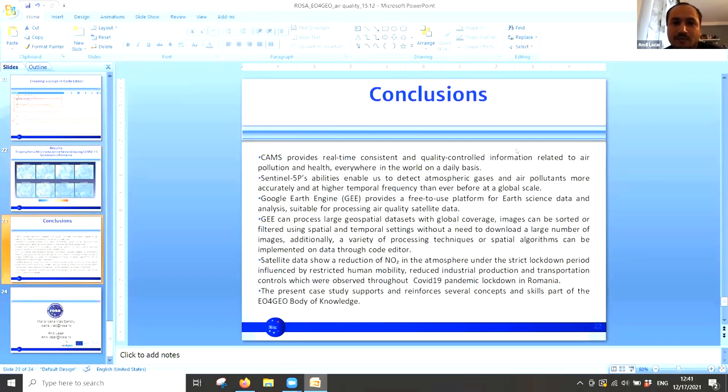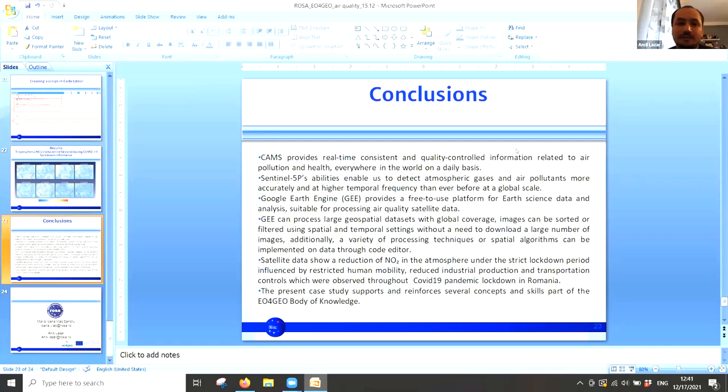So as a conclusion, the Copernicus Atmosphere Monitoring Service provides real-time, consistent and quality-controlled information related to air pollution and health everywhere in the world. Also, Sentinel-5P's abilities enable us to detect atmospheric gases and air pollution more accurately and at higher temporal frequency than ever before.